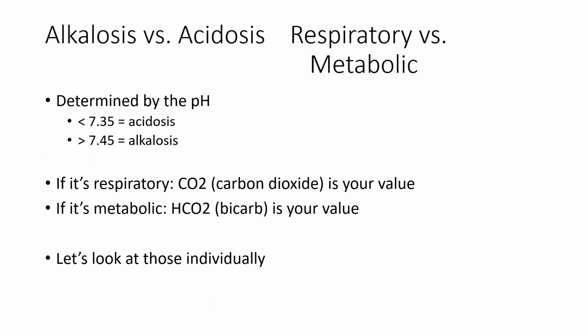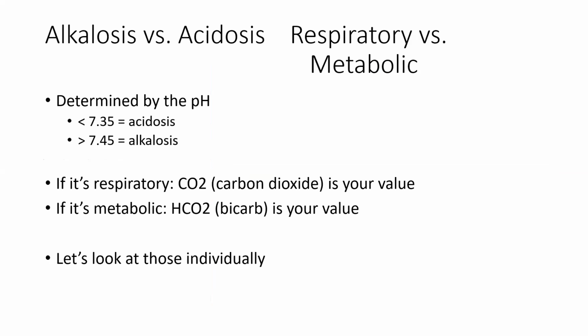So let's talk about alkalosis versus acidosis. This is determined by the pH. Very simply put, if your pH is less than 7.35, that is considered acidosis, always and forever. If your pH is greater than 7.45, that is considered alkalosis.